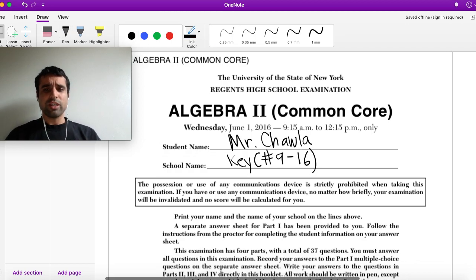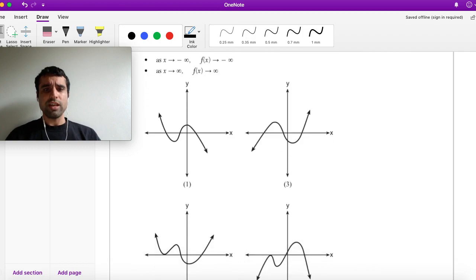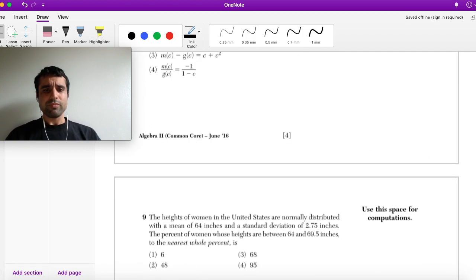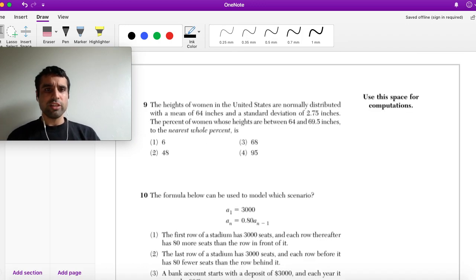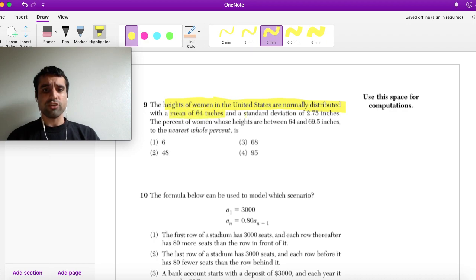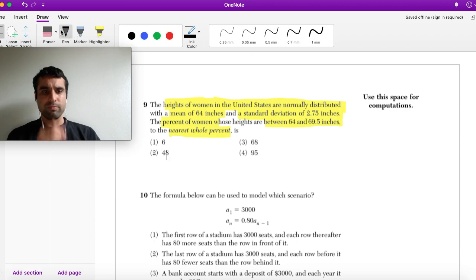Okay, let's go. We're going to start at number 9 in the June 2016 Algebra 2 Common Core exam. The heights of women in the US are normally distributed with a mean of 64 inches. Mean is just an average. And a standard deviation of 2.75 inches. What percent of women will have heights between 64 and 69.5 inches? Round to the nearest whole percent.